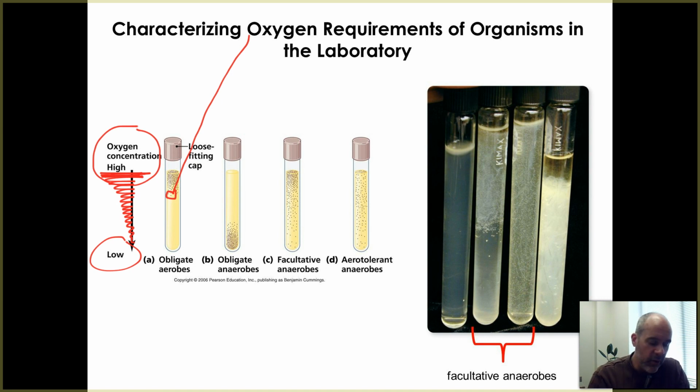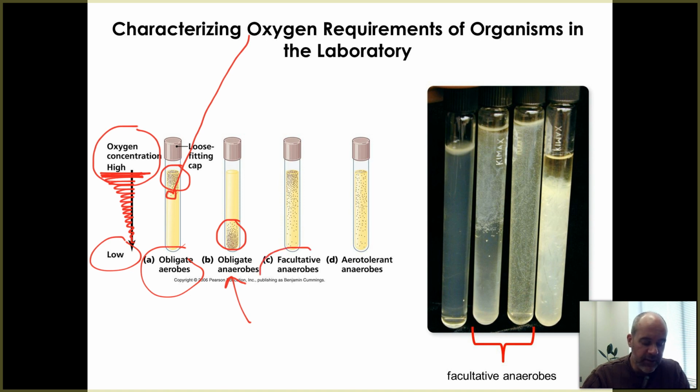If your organism is growing only up here at the top where oxygen gas levels are high, then you have an obligate aerobe. It must have O2 to survive. If it's only growing down at the bottom where there's little to no oxygen gas, then you've got an obligate anaerobe. You must grow without oxygen gas.